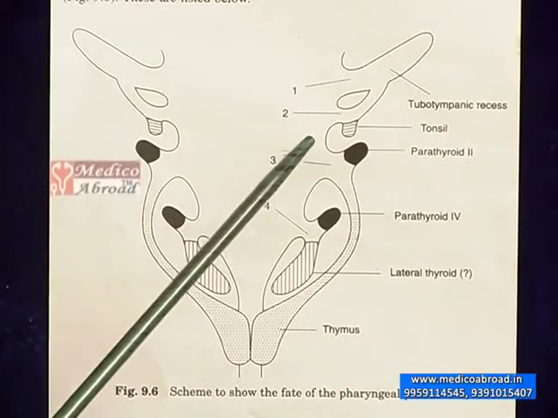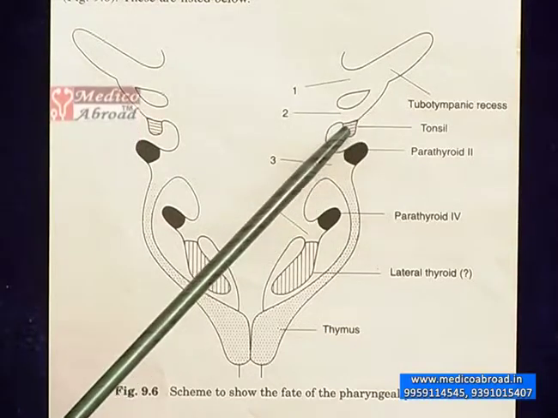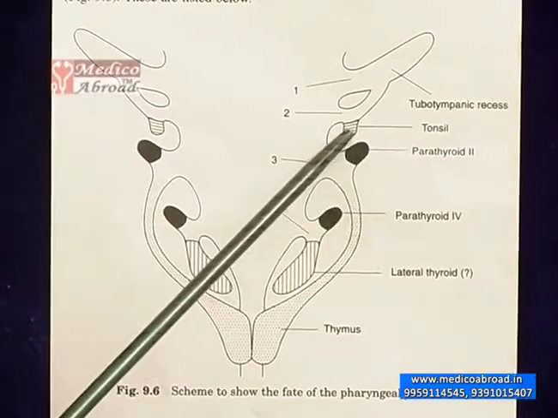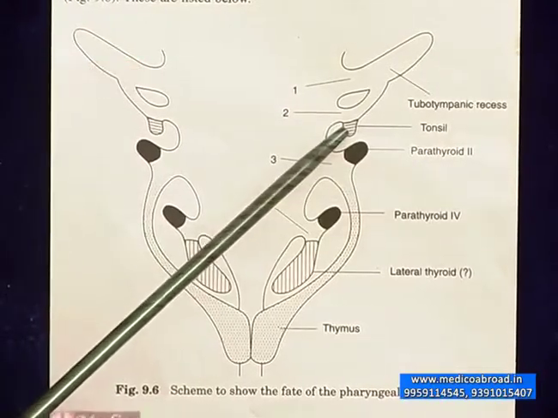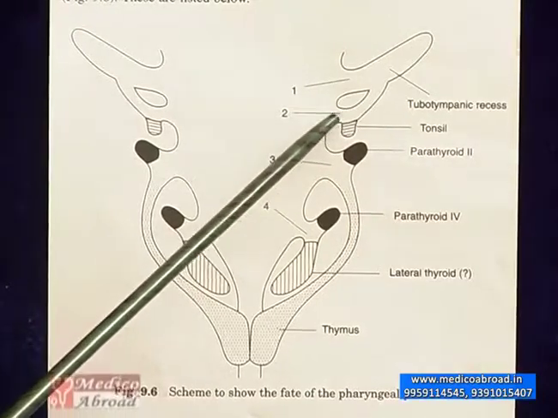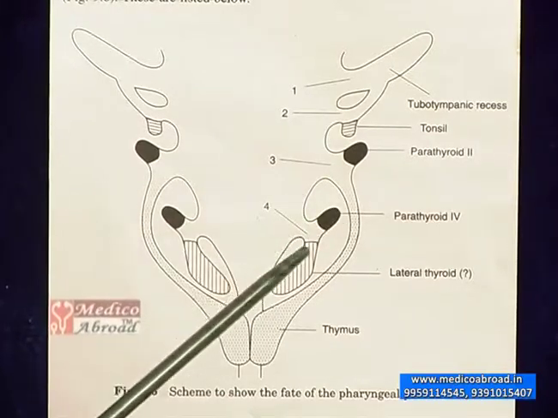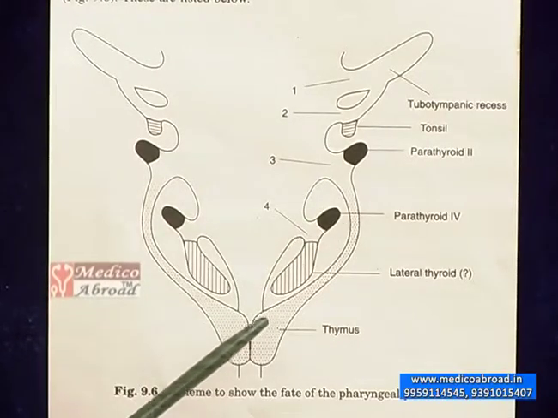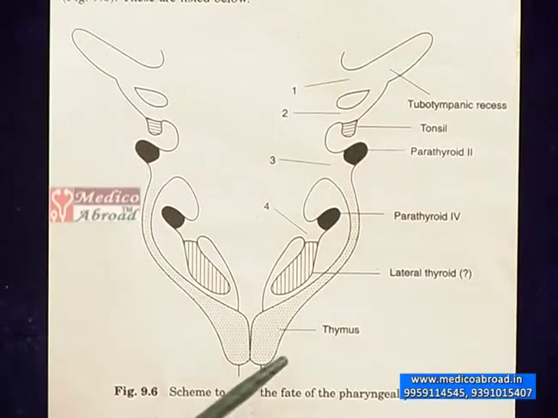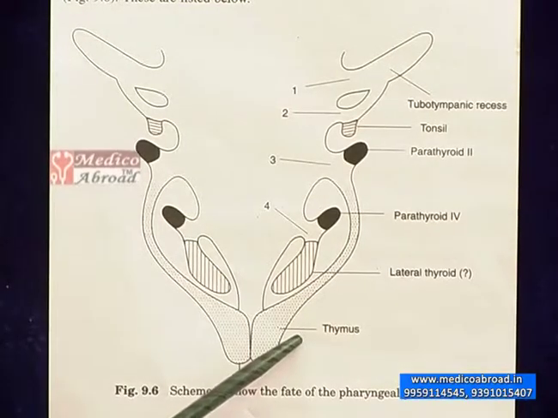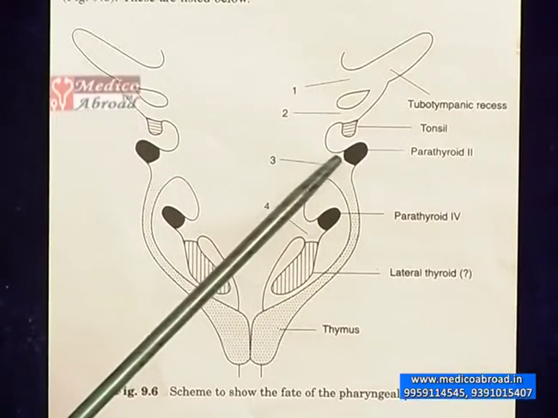Second pouch also has a dorsal and a ventral part. The ventral part goes to form the epithelium of the tonsil, and the dorsal part again contributes in the formation of the tubotympanic recess here. Then you have the third pouch, which gives rise to inferior parathyroid glands and the thymus.